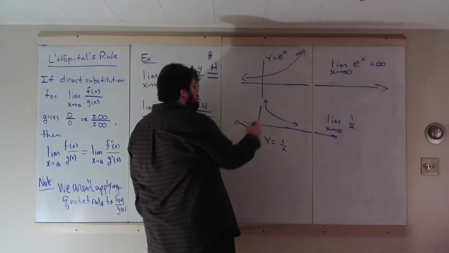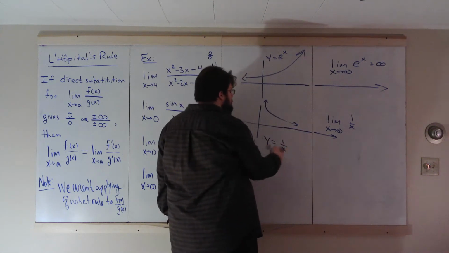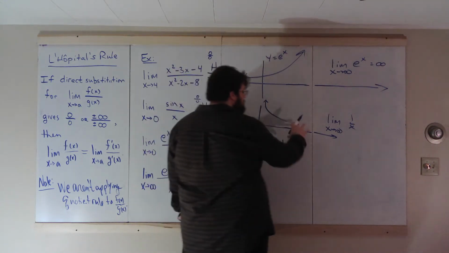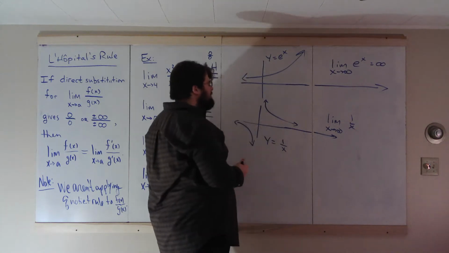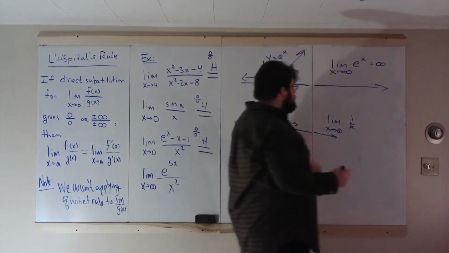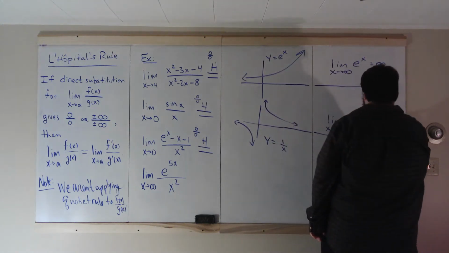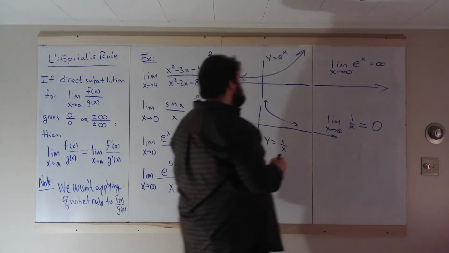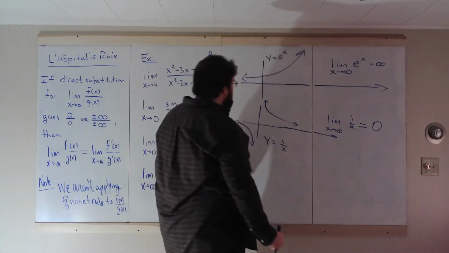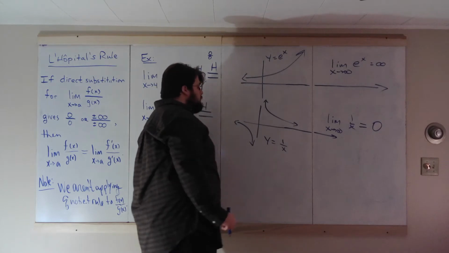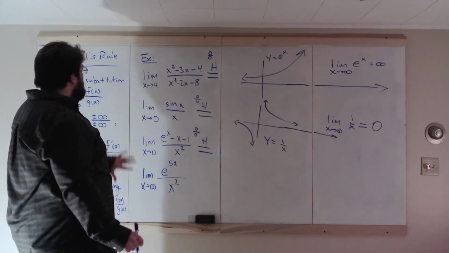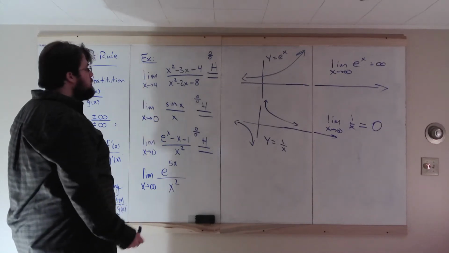Well, this thing keeps decreasing. But does it decrease to negative infinity? No. It stops decreasing above 0. Keeps decreasing, never hits 0. So as x goes to infinity, 1 over x goes to 0. And we're going to keep things like that in mind for these, and we'll do a little more with them in the next video. But for our purposes here, we can interpret these using graphs.